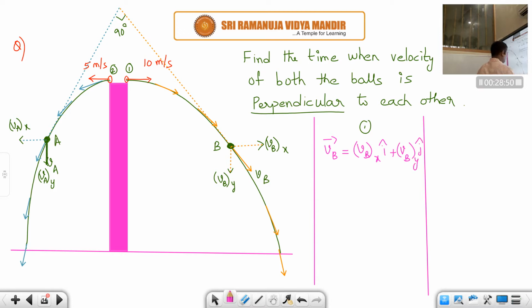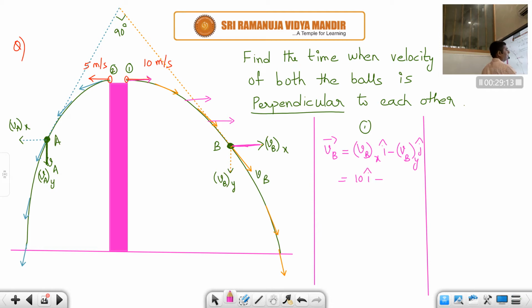And of course here I should not write plus. Why? Because it is minus. Correct or not, students? It is minus, because it is in downward direction. So therefore it should be minus. Now this x component velocity, VBx, is the same as the initial x component, because in x direction the velocity remains the same. So that means 10.